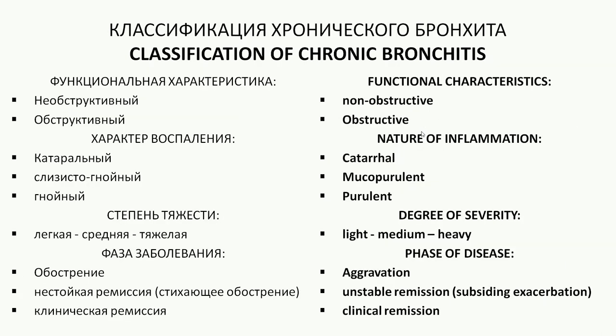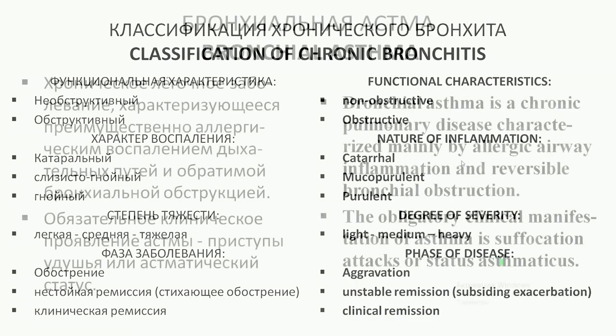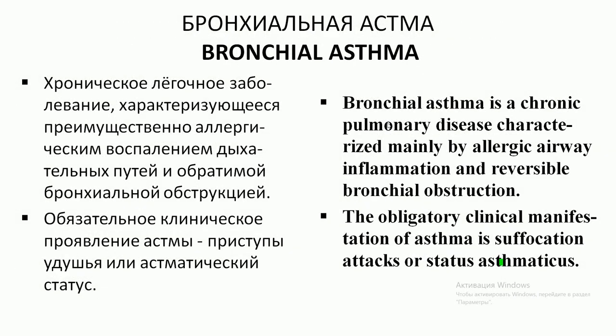The classification of chronic bronchitis: according to functional characteristics, non-obstructive and obstructive; according to nature of inflammation, catarrhal, mucopurulent, or purulent; according to degree of severity, light, medium, or heavy; according to phase of disease, aggravation, unstable remission, and clinical remission. Next disease, bronchial asthma.